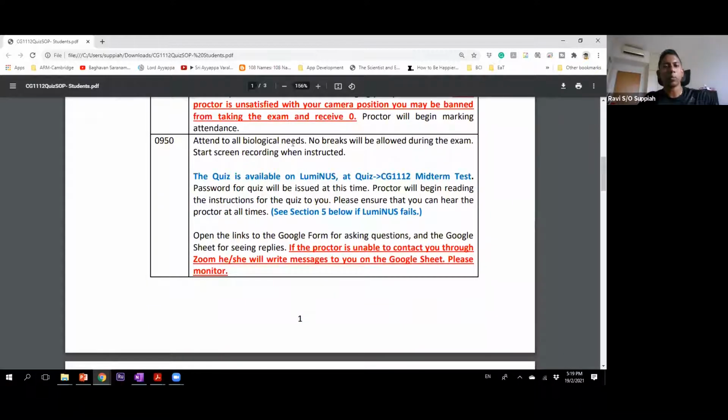There are no breaks allowed during the exam, and the quiz is on Luminus. The password will be issued only when we are going to start. The timing will begin the moment you key in the password and click on start.